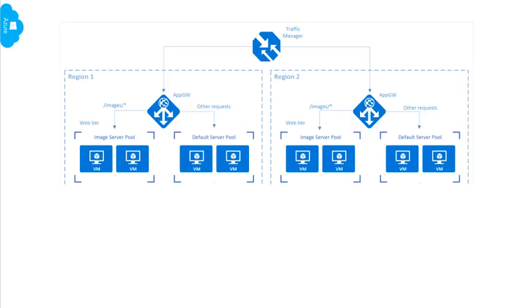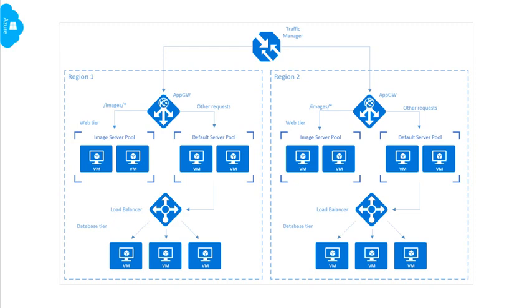App gateway between two regions, like you can see region 1, region 2, two app gateways with traffic manager between them, and then the default pools, and then we have the load balancer where it sits. So this is the bigger picture of what we have covered earlier.